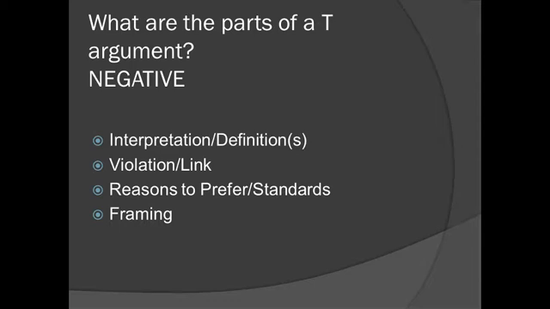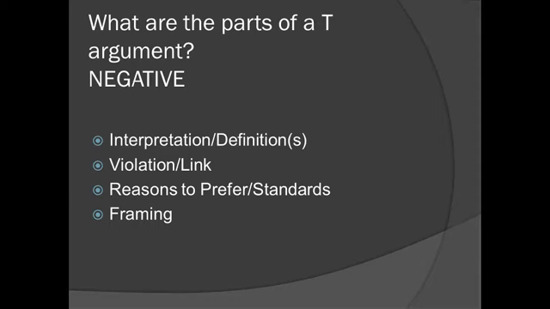The next component of a topicality argument is the violation and or the link, right? So the violation is how has the affirmative violated your interpretation? How does the affirmative not meet your interpretation of the words economic engagement or the People's Republic of China, right? When we say link, we mean this is your link to topicality. This is your proof that the affirmative has done something that is not in fact topical.